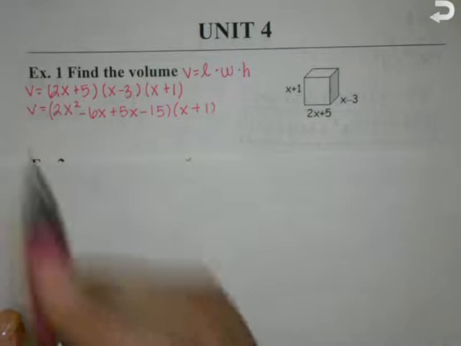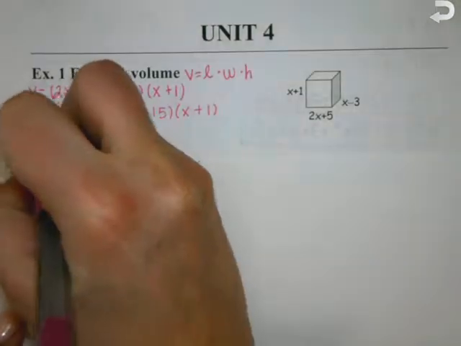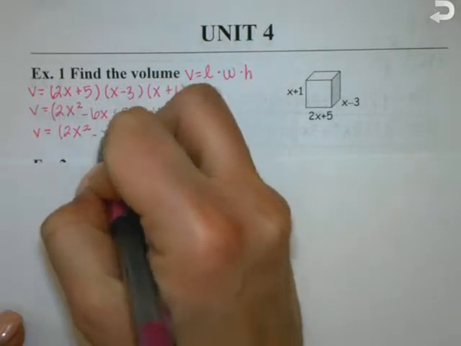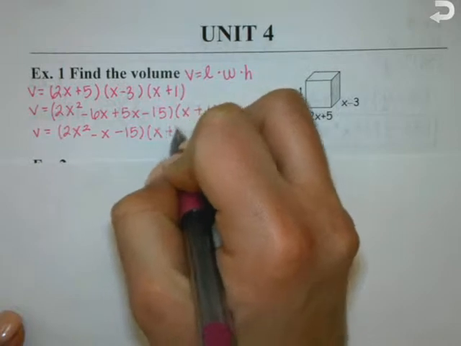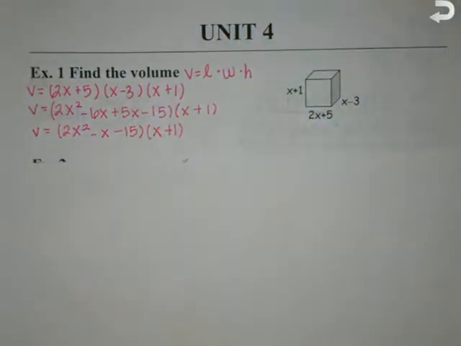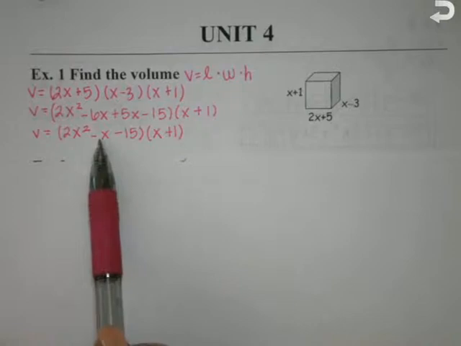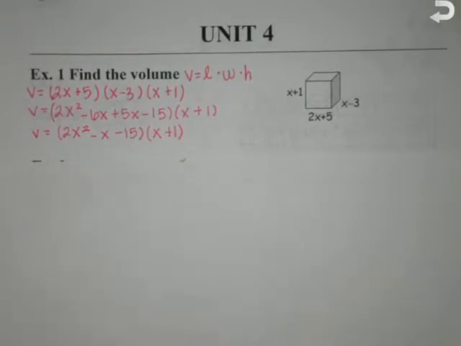Let's combine like terms before we try foiling again. So this is going to be 2x squared minus x minus 15 times x plus 1. And we just did a problem like this in example 1 of unit 3. The only thing that's different is the position of my binomial and my trinomial switched. But with multiplication order doesn't matter, so you can still FOIL here. I'm just going to go backwards.